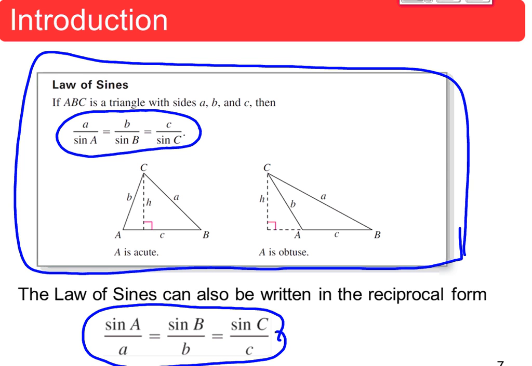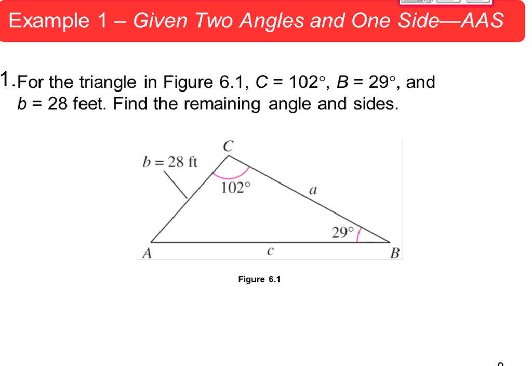Okay, so here's our first problem, and maybe just take a moment or two. First, just identify the fact that you cannot use the Pythagorean theorem and SOHCAHTOA here because you've got a 102-degree angle, so immediately you know that this is not going to be a right triangle.